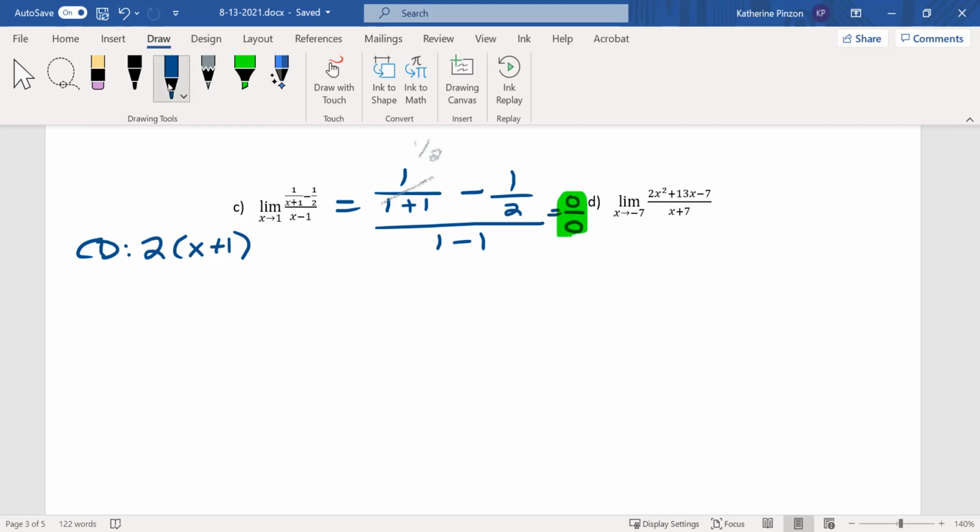This might be a trick that you've never seen or that you don't think about using that often, but when you have a fraction with fractions in the top and then just a plain thing in the bottom, you can multiply every term, 1 over x plus 1, 1/2, and x minus 1 by this common denominator, and it doesn't change your fraction, right? Because you're multiplying the numerator and denominator by the same thing. So I'm going to multiply every term of that limit by that common denominator.